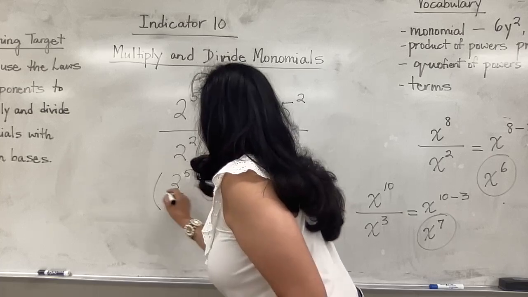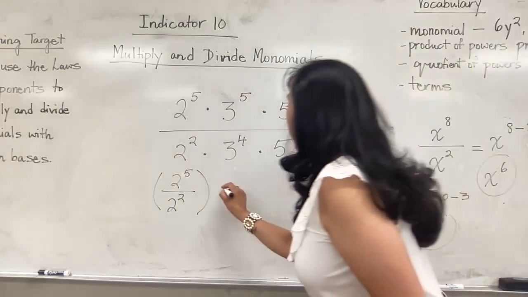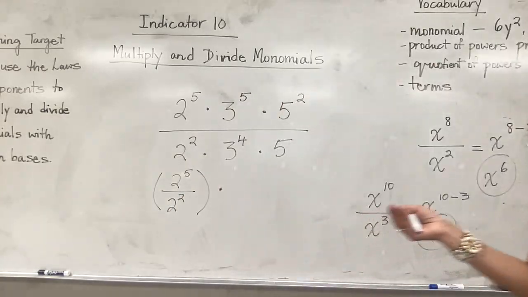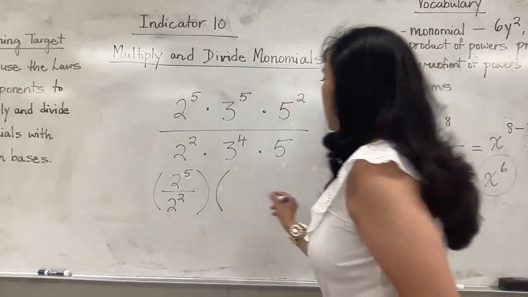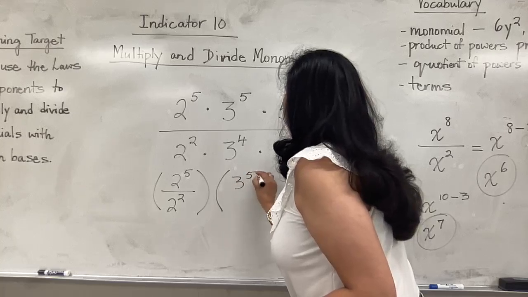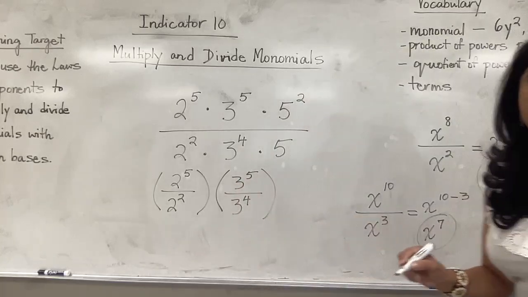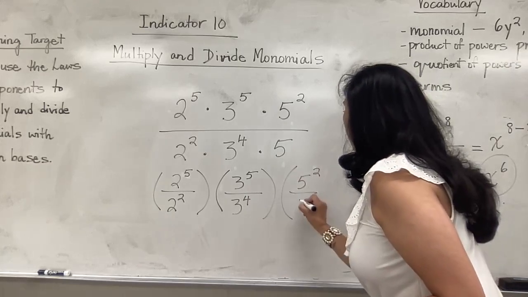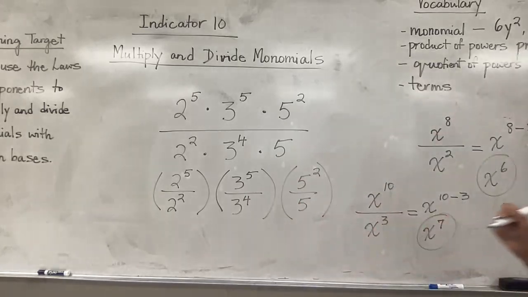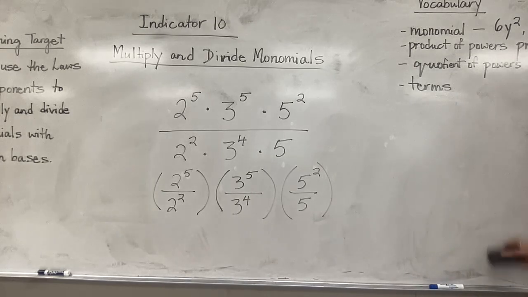I have 2 to the fifth power over 2 squared. So this is a common one. And then I have, you can put the dot in the middle, or even if I just write it like this, it basically means multiplication. So I have 3 to the fifth power over 3 to the fourth power. As you can see, the 3 and 3 are the common bases. And then I have 5 squared over 5 because 5 is the common base. Now I'm going to use the quotient of powers property in order to simplify this.